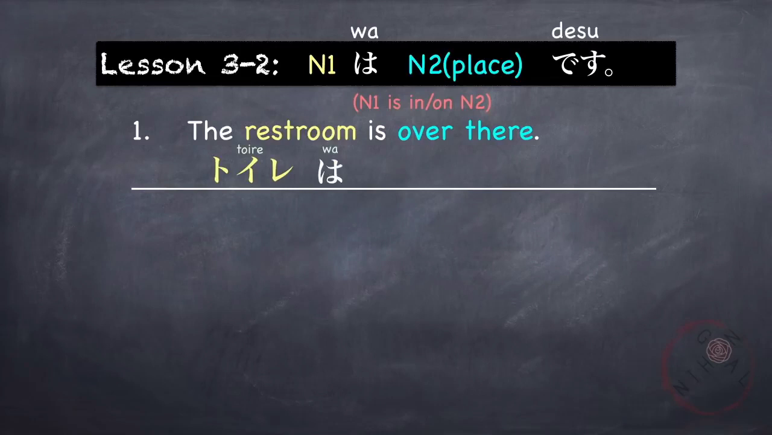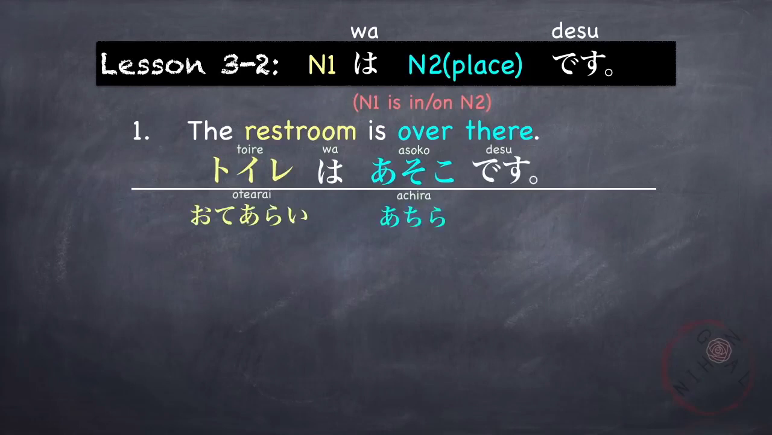N1 wa, toire wa, asoko, over there. Toire wa asoko desu. The restroom is over there. Or the polite way of saying toire is otearai. And the polite way of saying asoko is achira. So if you want to be more polite, you say otearai wa achira desu.